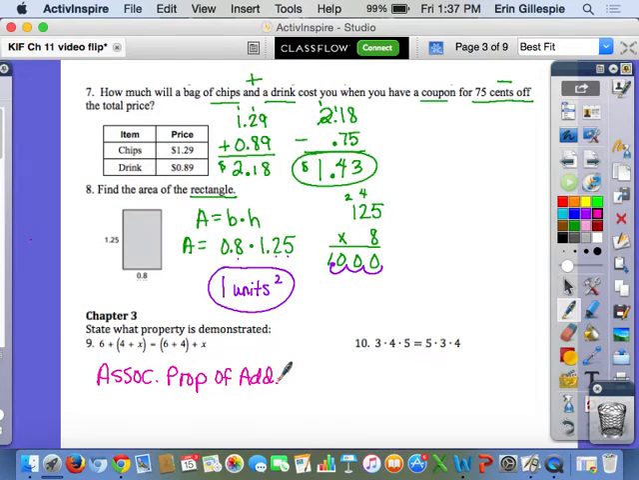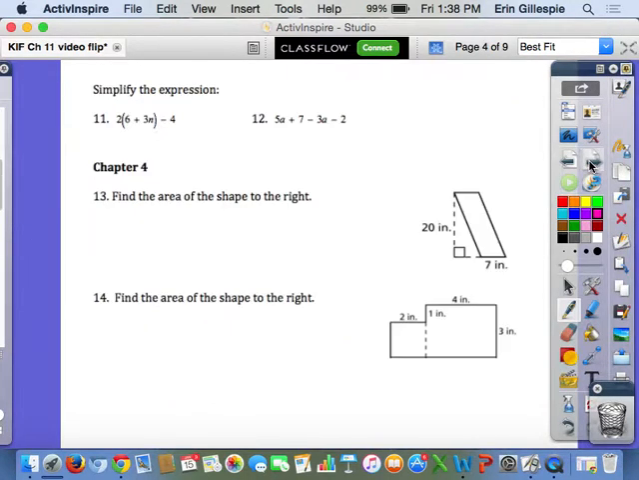Number 10, we have 3 times 4 times 5 equals 5 times 3 times 4. So if I look, they are the same numbers, but they're in a different order. The property that allows me to change the order of addends or factors would be the commutative property. Again, that has 2, a property for addition and a property for multiplication, so make sure that you say that this is the commutative property of multiplication.